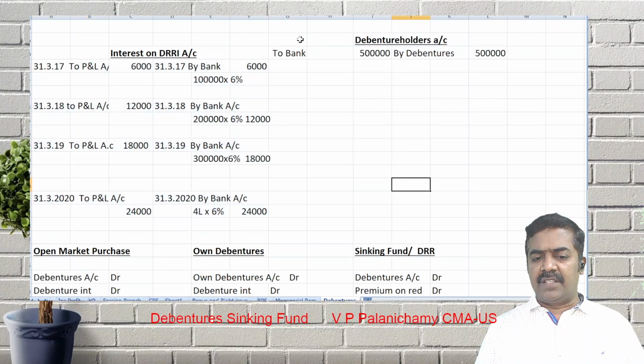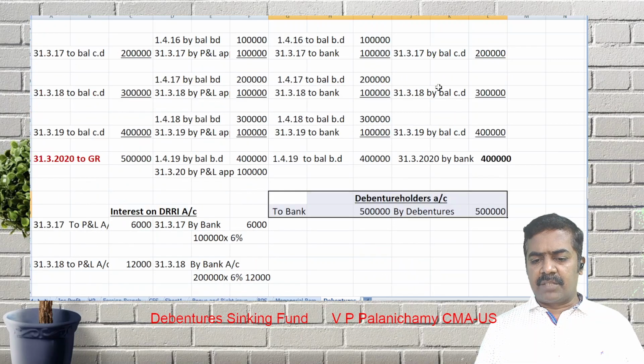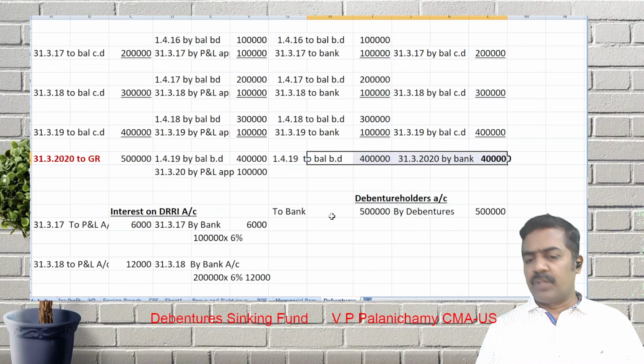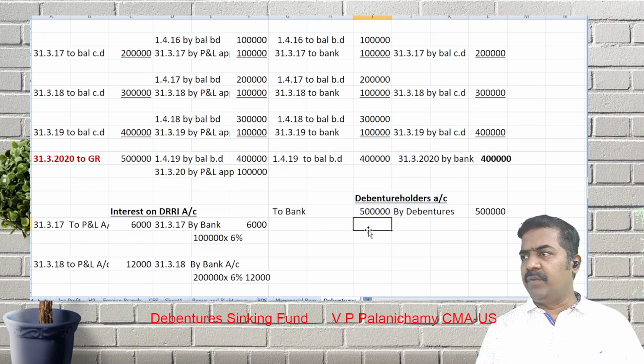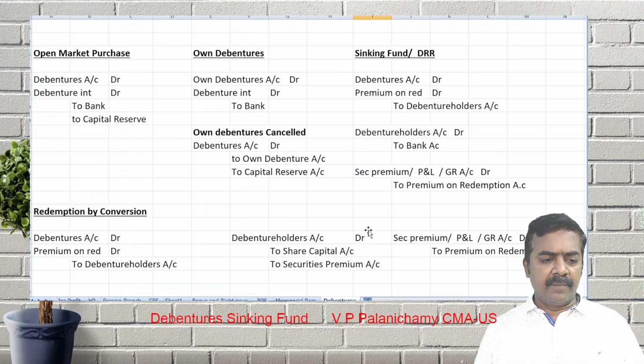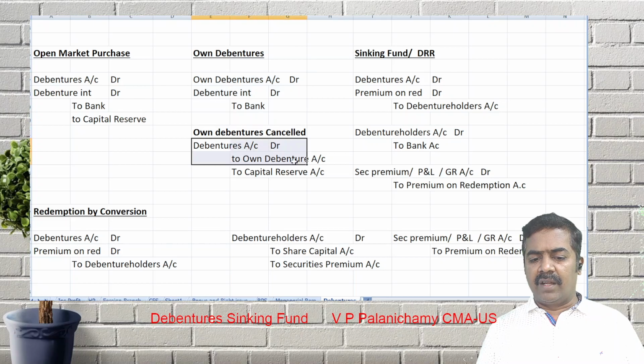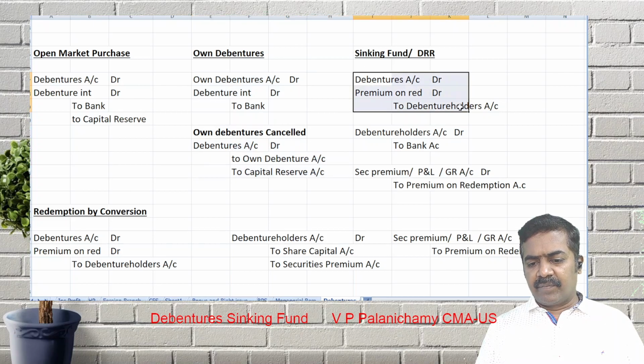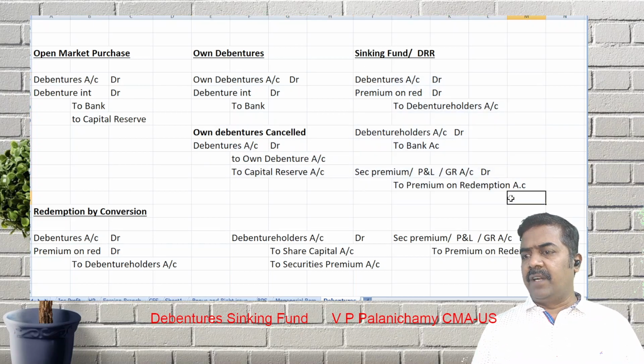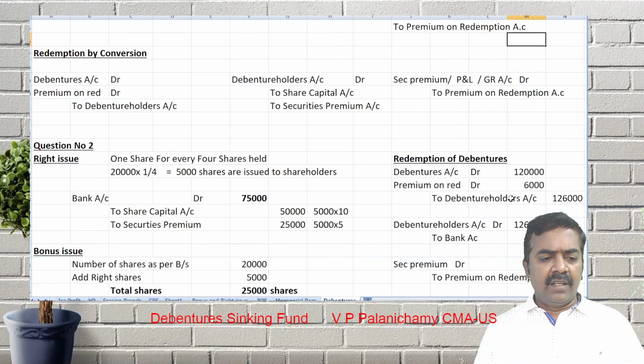P&L account, we also had seen. On the due date, the investments are sold and debentures are redeemed, we had seen. And we had seen debentures can be purchased in the open market and cancelled, or it can be held as own debentures and it can be cancelled. It can be done through sinking fund or debenture redemption reserve.